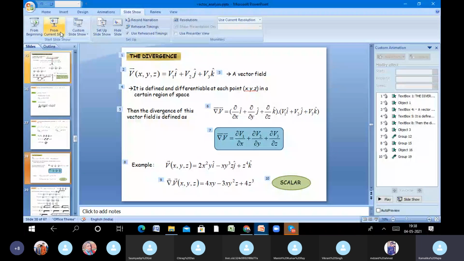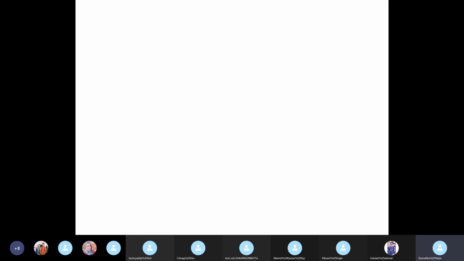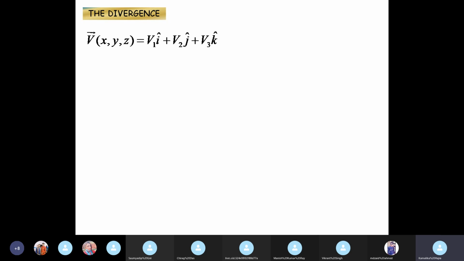We'll go to the divergence. Okay, so we saw what gradient is. Now we will see what the divergence of a vector is.